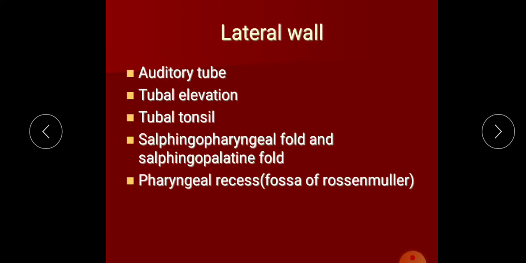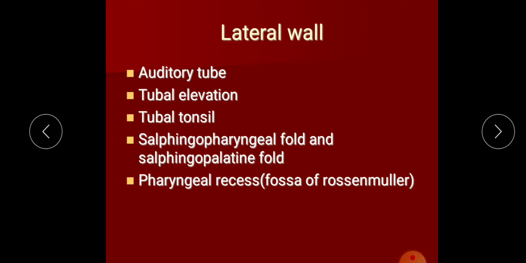Fine. So read that the lateral wall has the opening of the auditory tube. Just above that in the roof you find the tubal elevation. This tubal elevation will contain the tubal tonsil, and extending down you have got two folds, one from the auditory tube towards the pharyngeal wall. So what do you call it?